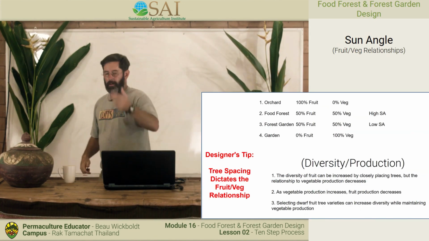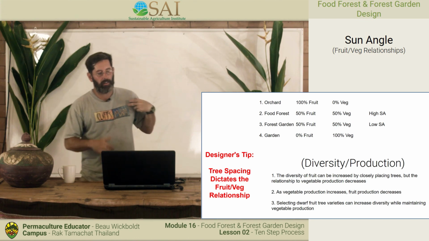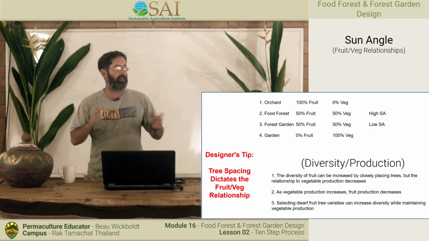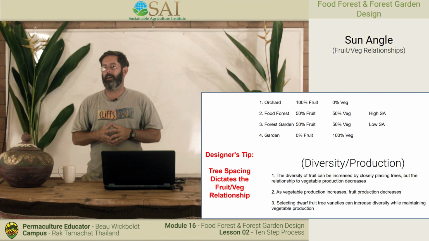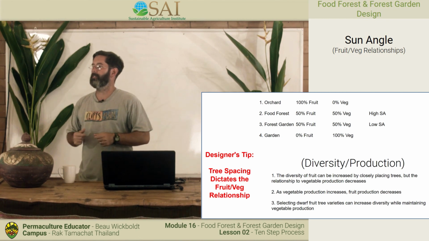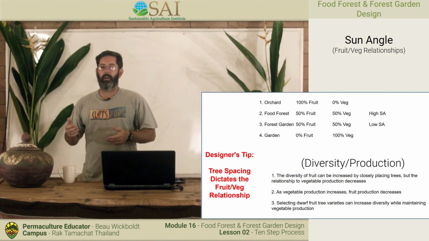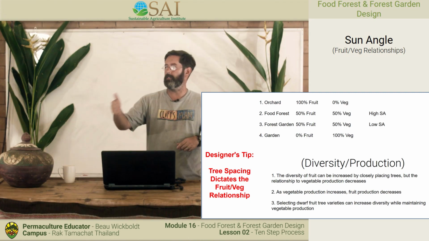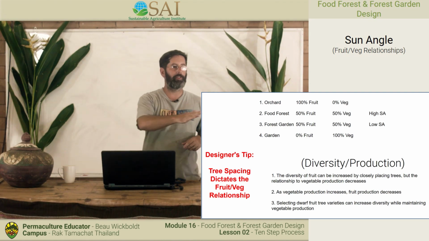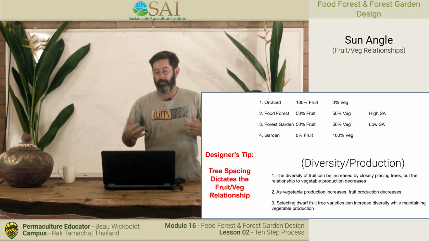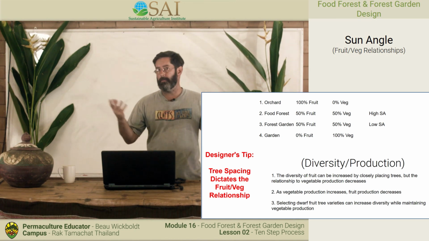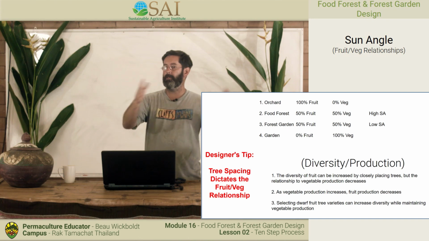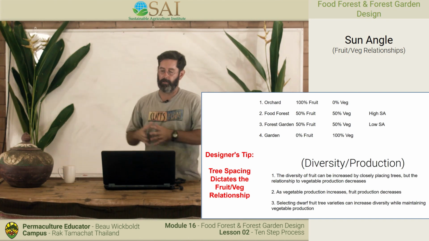So now I have to think about my goals. What type of fruit and vegetable relationship do you want to have in your food forest? Everyone is different. Some person might want to have 100% fruit. Well, we call that an orchard. Only fruit, no vegetables, right? But what if you had a food forest? It may be considered by some people to be like 50-50. 50% fruit and 50% vegetables.